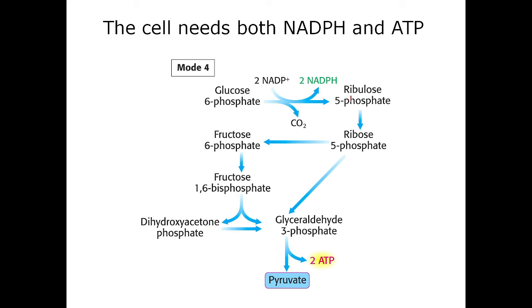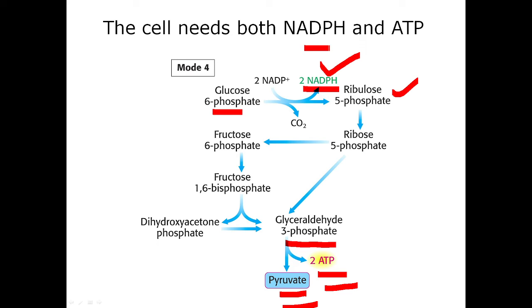Sometimes cells need both NADPH and ATP. So here is the case. The similar reaction, glucose 6-phosphate getting converted into ribulose 5-phosphate. Here we are getting NADPH. Then this ribulose 5-phosphate can get converted into ribose 5-phosphate, and then ribose 5-phosphate can get converted into glyceraldehyde 3-phosphate, and the glyceraldehyde 3-phosphate by glycolysis can get converted into pyruvate. Here we are generating ATP.